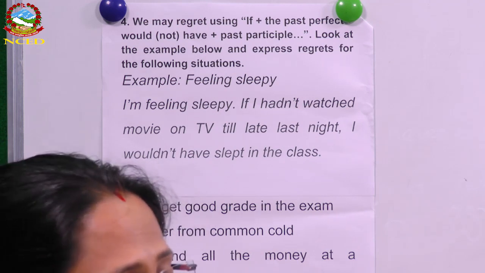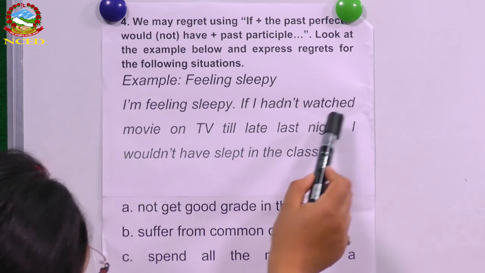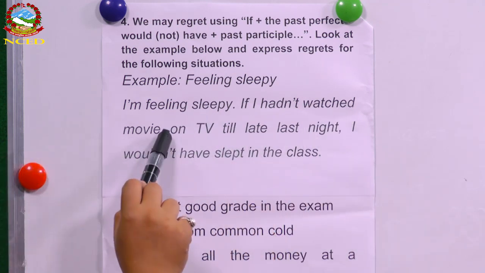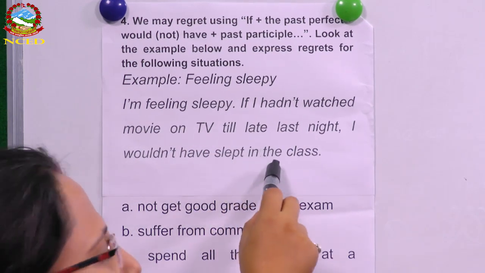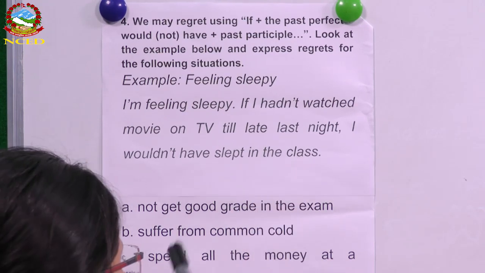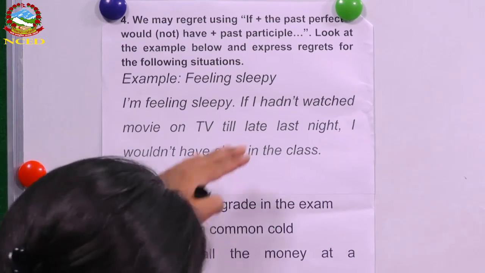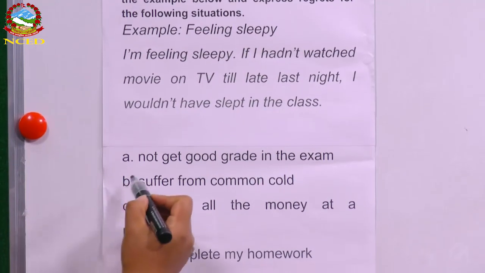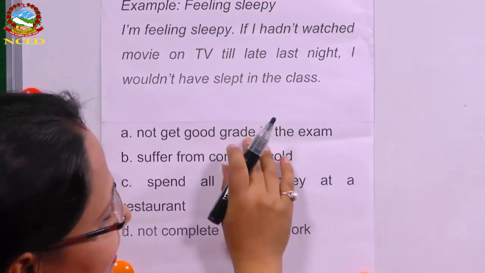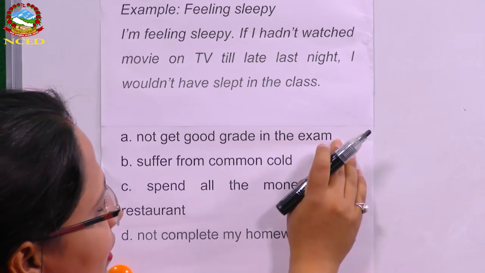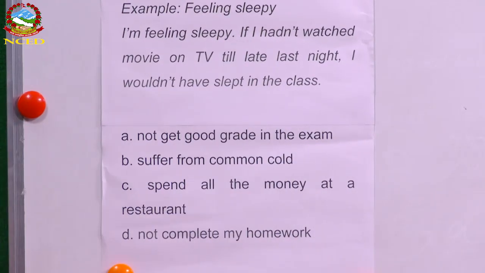मलाई अहिले एकदम निन्द्रा लागिरहेछ क्लासमा पनि. यदि मैले हिजो राति ढिलोसम्म टिभी नहेरेको भए अहिले मलाई यस्तो निन्द्रा लाग्दैन थियो होला. सो मैले त्यसो नगरे भए हुने रहेछ, type of thing. Okay, so you have to make similar sentences here. Not get good grade in the exam. Suppose you didn't get good grade in the exam.